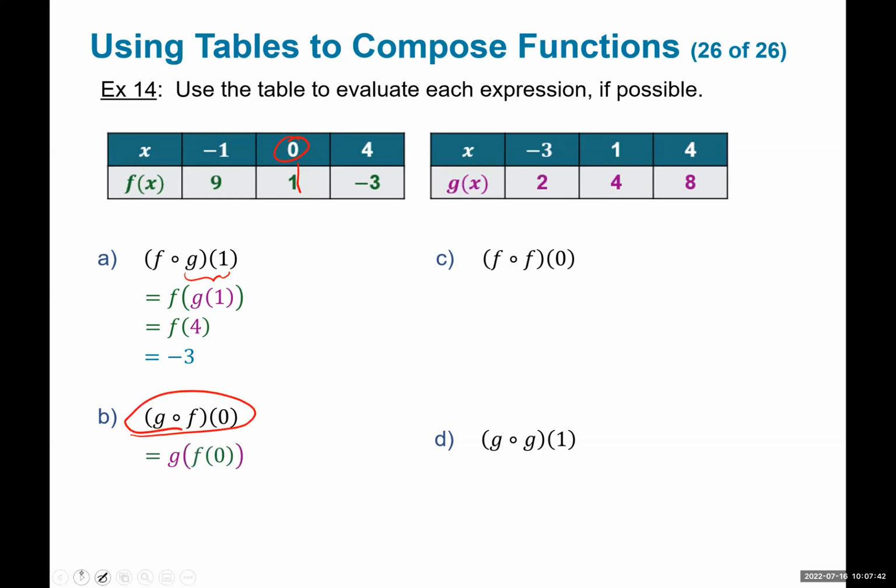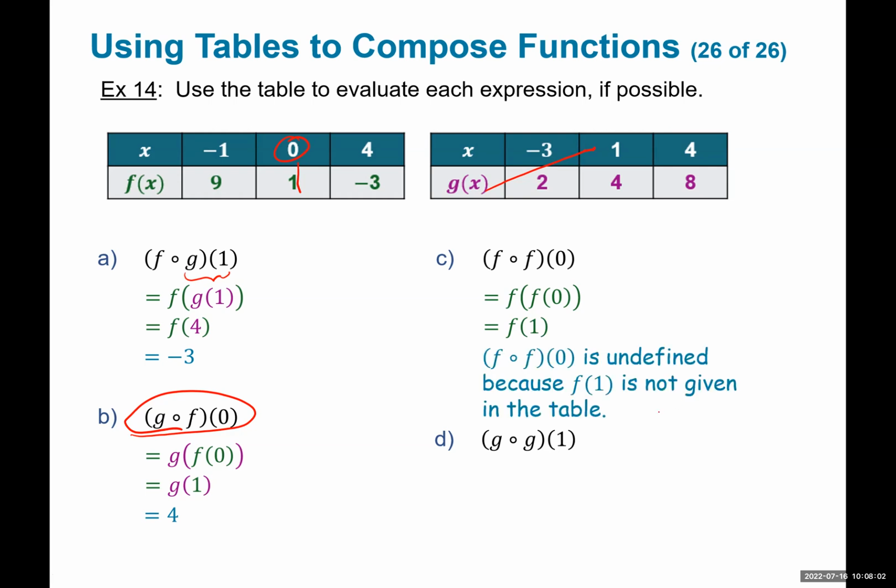This is going to be g of f of 0. So what is f of 0? It's 1. So now we find g of 1, which is 4. Here we have f of f of 0. So starting off with f of 0 again, that's 1. So f of 1, we don't see it. It's not in the table. So we say it's undefined. g of g of 1. So what's g of 1? It's 4. So then we end up with g of 4. It's 8.